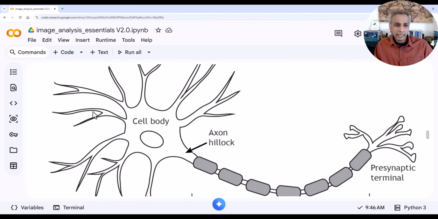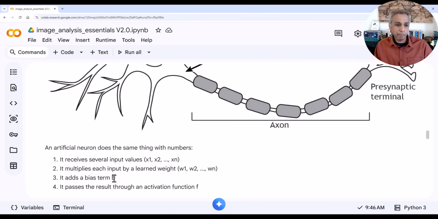So inputs coming from dendrites, each input has a value and also a weight that we multiply with the value. And then all of those go into the cell body, and the cell body is nothing but a mathematical formula of x1 times w1 plus x2 times w2 plus x3 times w3, and so on, however many inputs you have. All of that plus another term called B, which is a bias term.